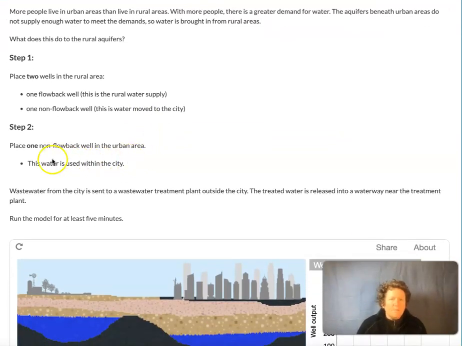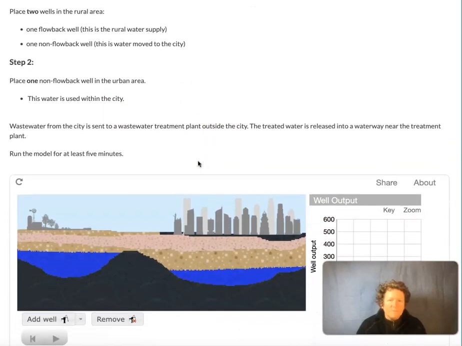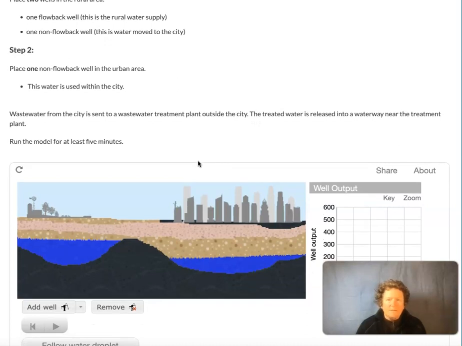Step 2, place 1 non-flowback well in the urban area. This water is used within the city. Wastewater from the city is sent to a wastewater treatment plant outside the city. The treated water is released into a waterway near the treatment plant. Run the model for at least 5 minutes. So let's follow the directions here.